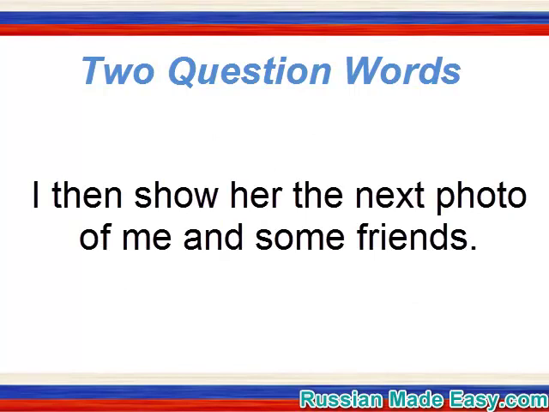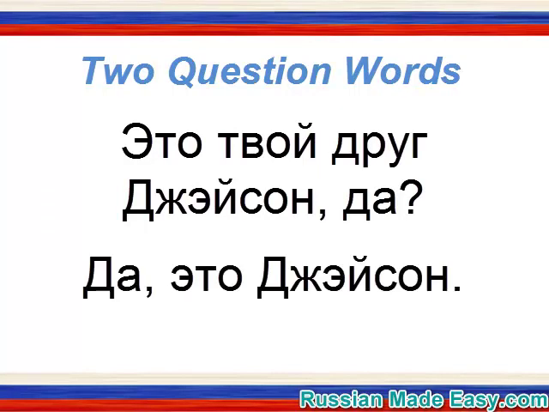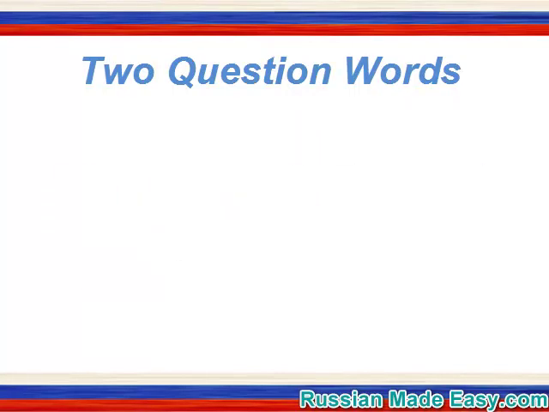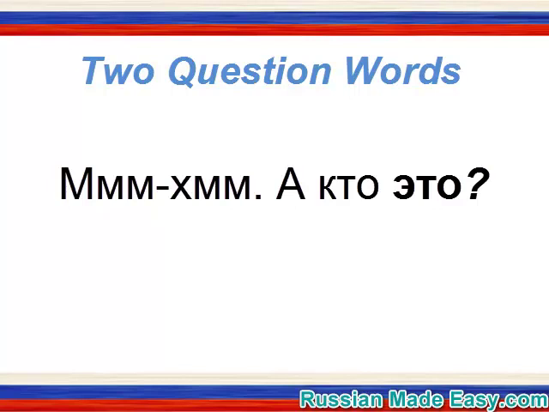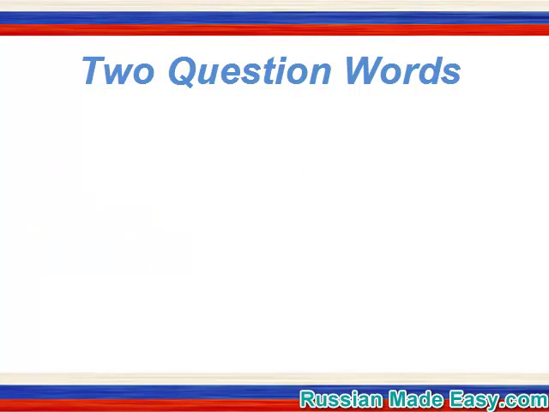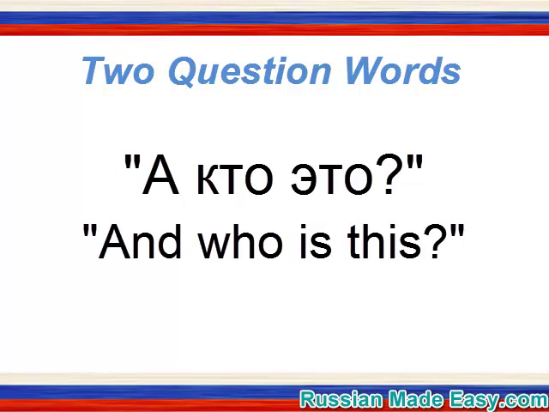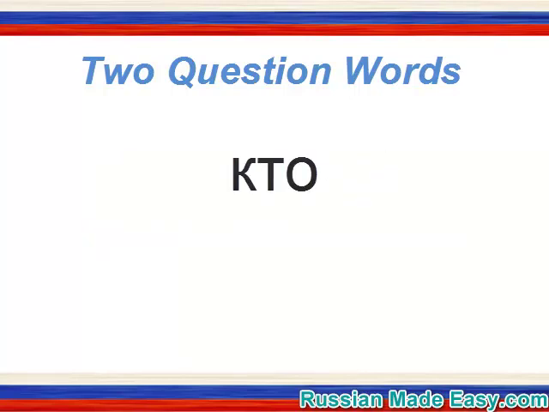I then show her the next photo of me and some friends. Natasha asks, Это твой друг Джейсон, да? Да, это Джейсон. А кто это? Это моя подруга Нэнси. So what is she asking when she says, А кто это? She's asking, and who's this? So, Кто? Is one of the Russian words for who.